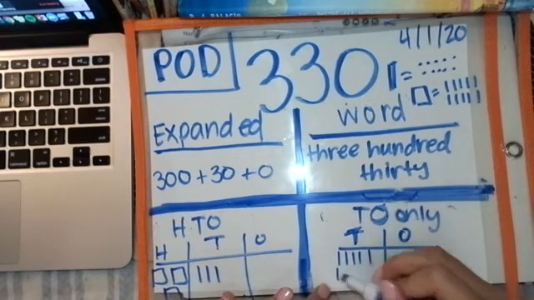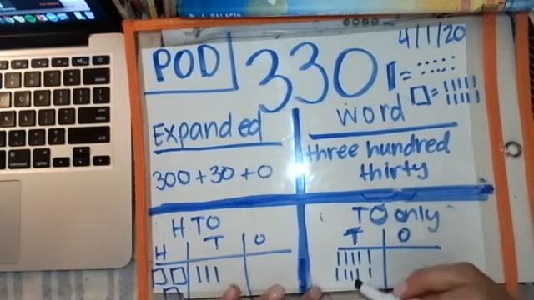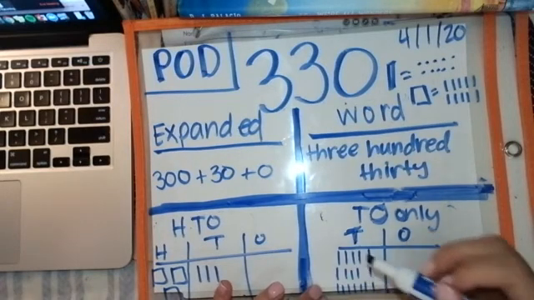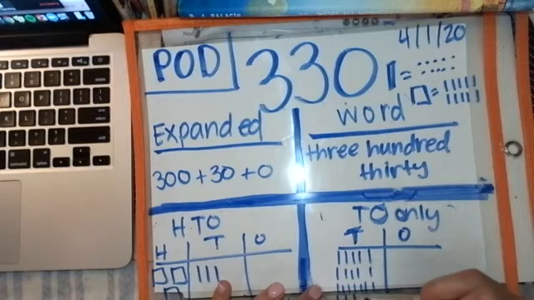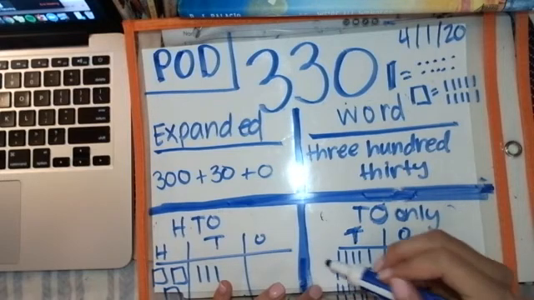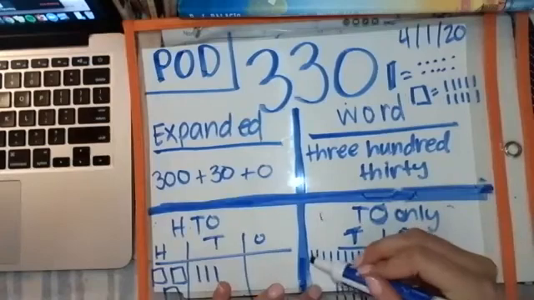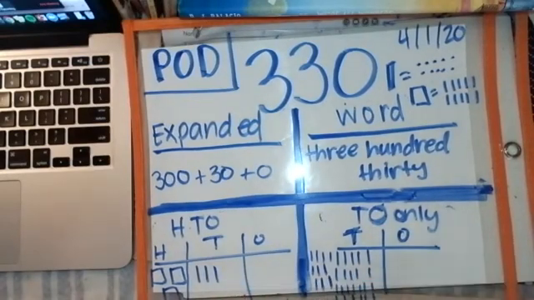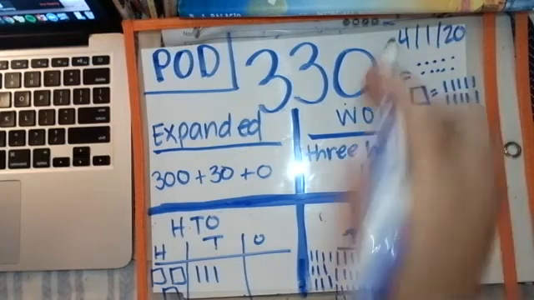Counting the 10s: 5, 6, 7, 8, 9, 10, all the way up to 33. So I have 33 10s and I have 0 1s still.